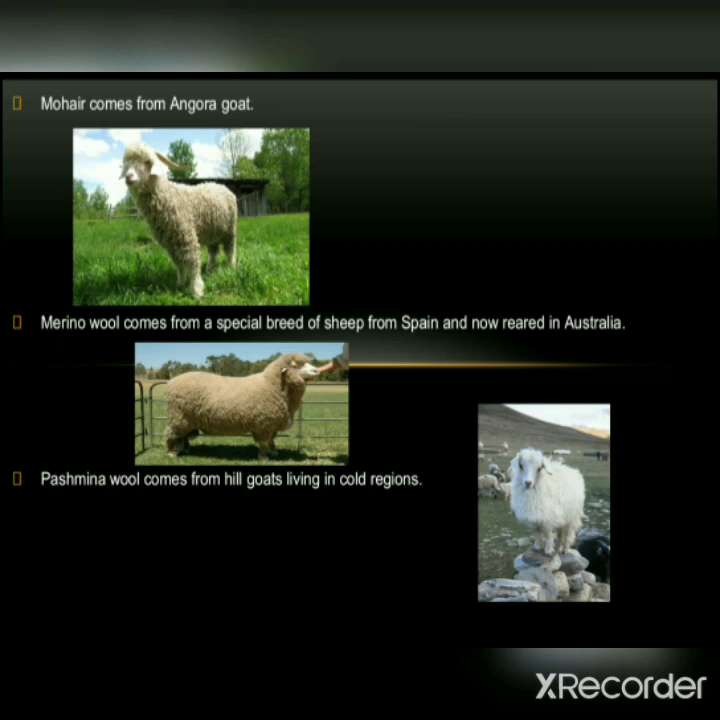Next one is merino wool, that comes from a special sheep. Basically, it is reared in Australia, and this type of breed was first done in Spain. Next one is pashmina wool. You must have heard of it. You must be having clothes of pashmina, shawls and many things. And this fiber we are getting from the goat, which lives in a hilly, cold region. So these are some of the different types of wool commonly used all over.